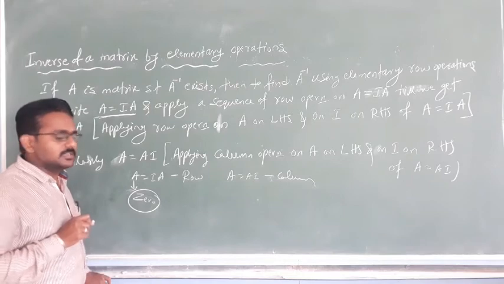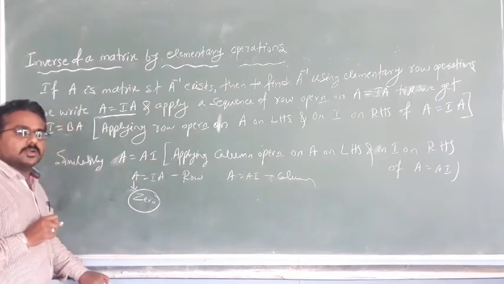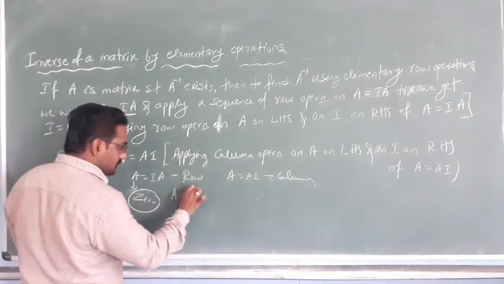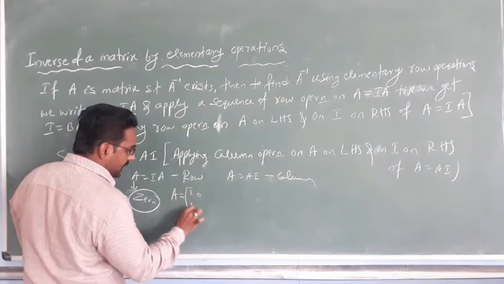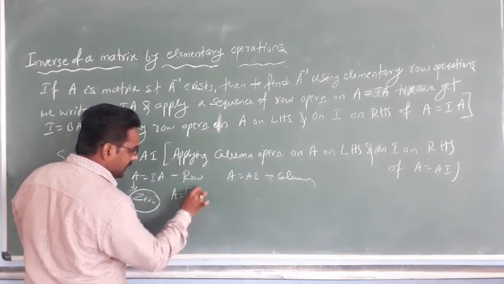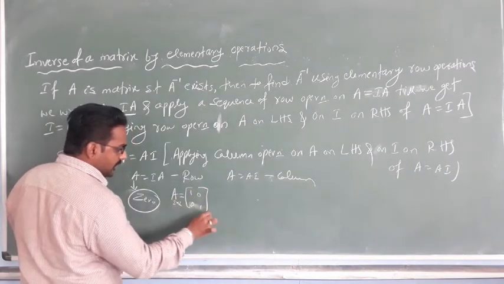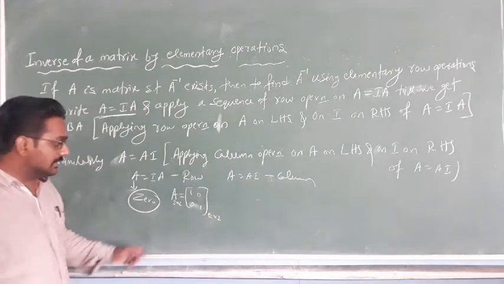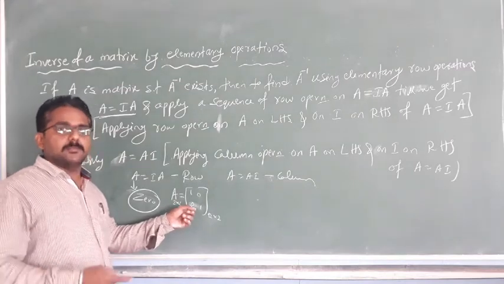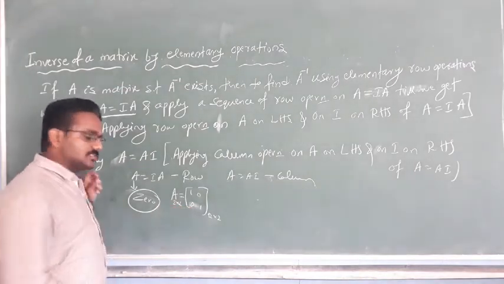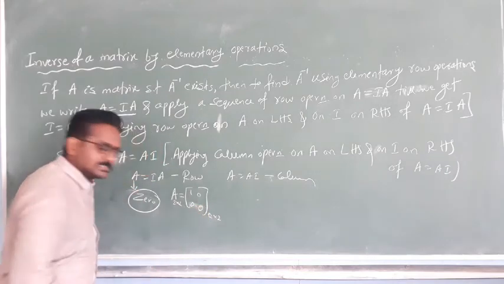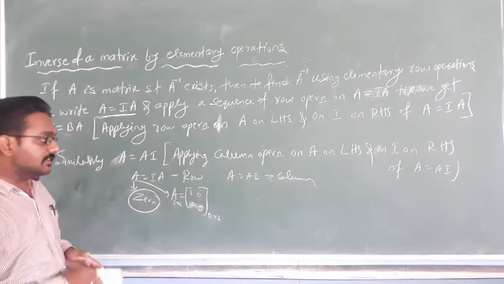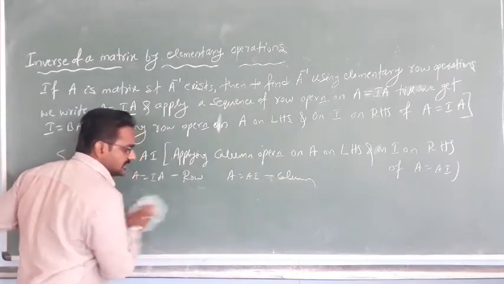Got the point, students? Up to what level you have to apply the row operations means here LHS side A becomes identity matrix. If A is a 2 by 2 matrix, you have to get A equals to the 2 by 2 identity matrix. Until then you have to apply the row operations. While applying this, if you got the value like this, you have to mention that the inverse of the matrix does not exist.